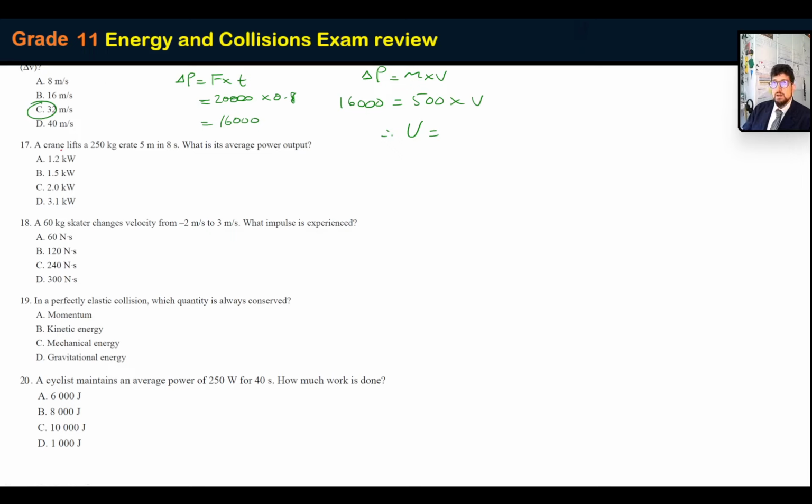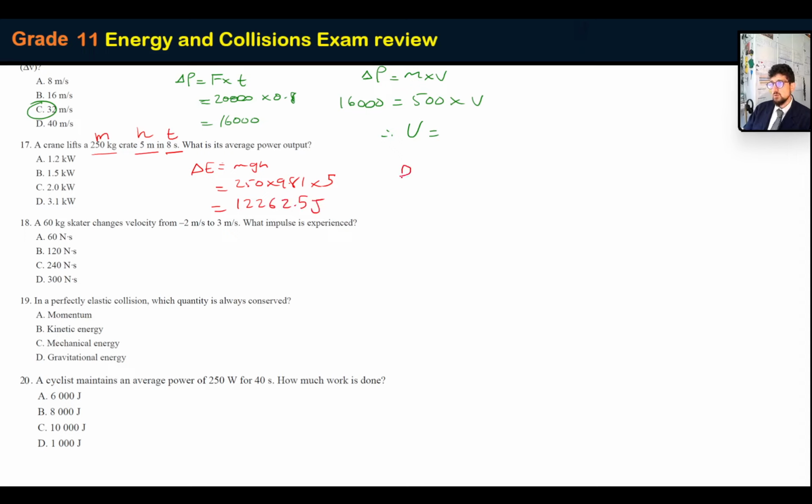Red. A crane lifts 250 kilograms mass, 5 meters height, in 8 seconds. What is the average power output? Okay, so I can work out the change in energy, and then I can divide it by time. I've got the time, and I've got mass, and I can just do mgh, couldn't I? So that's going to be 250 times 9.81 times 5, which is 12262.5 joules. And the time is 8 seconds.